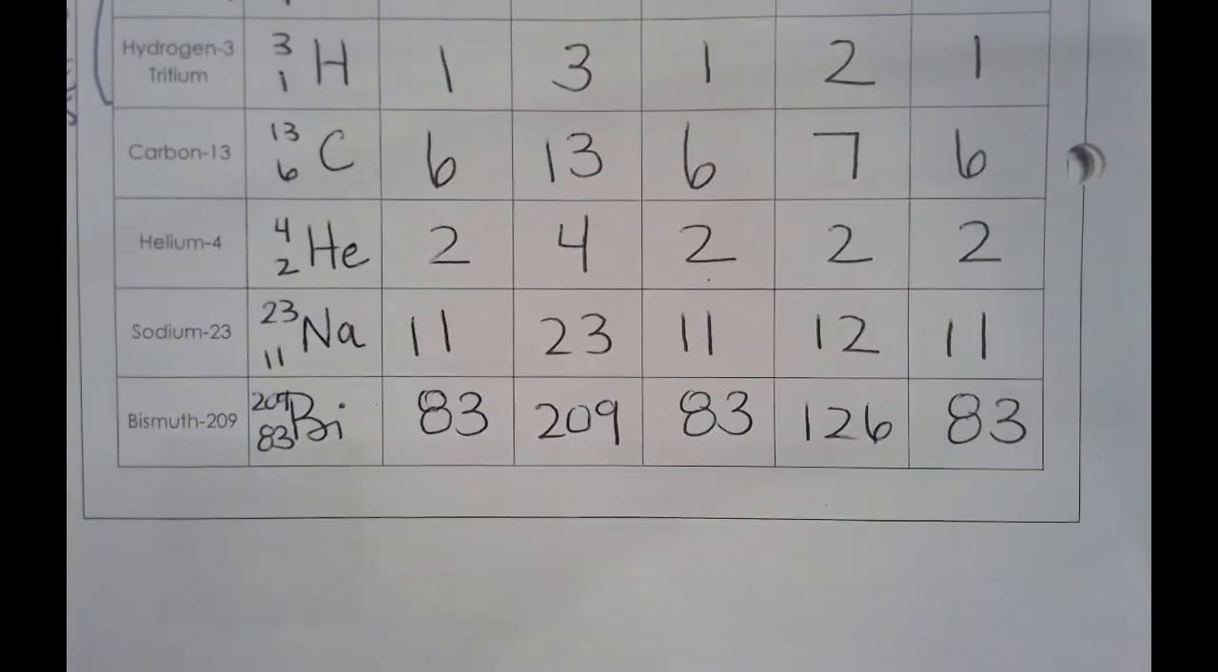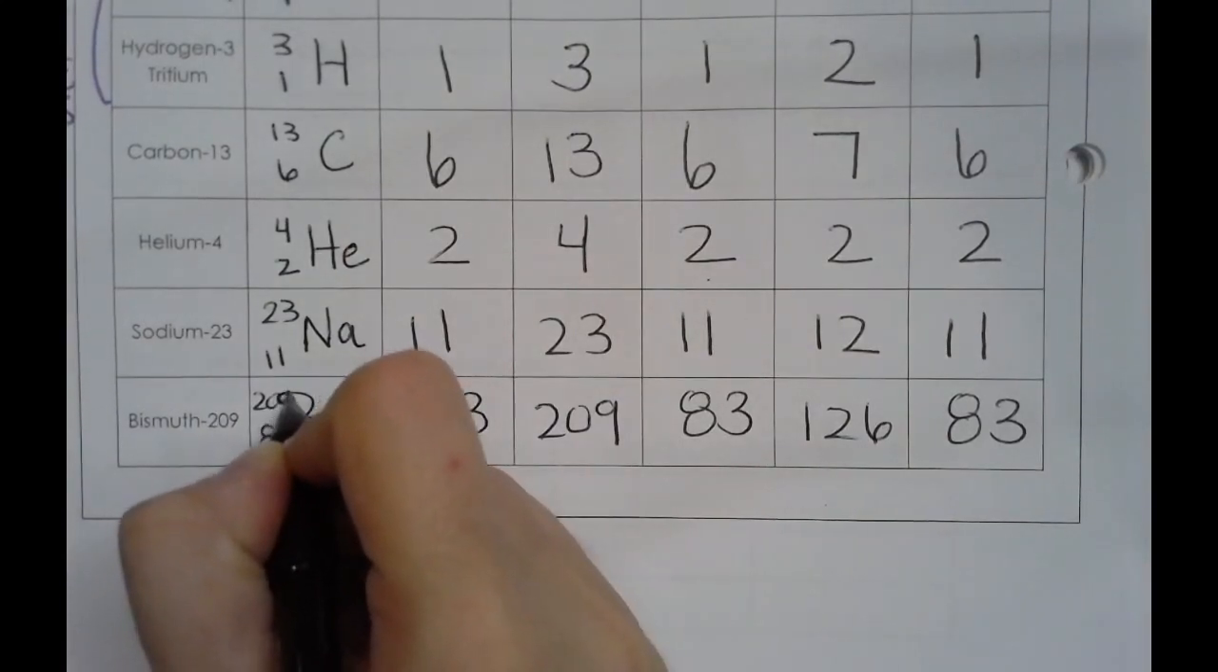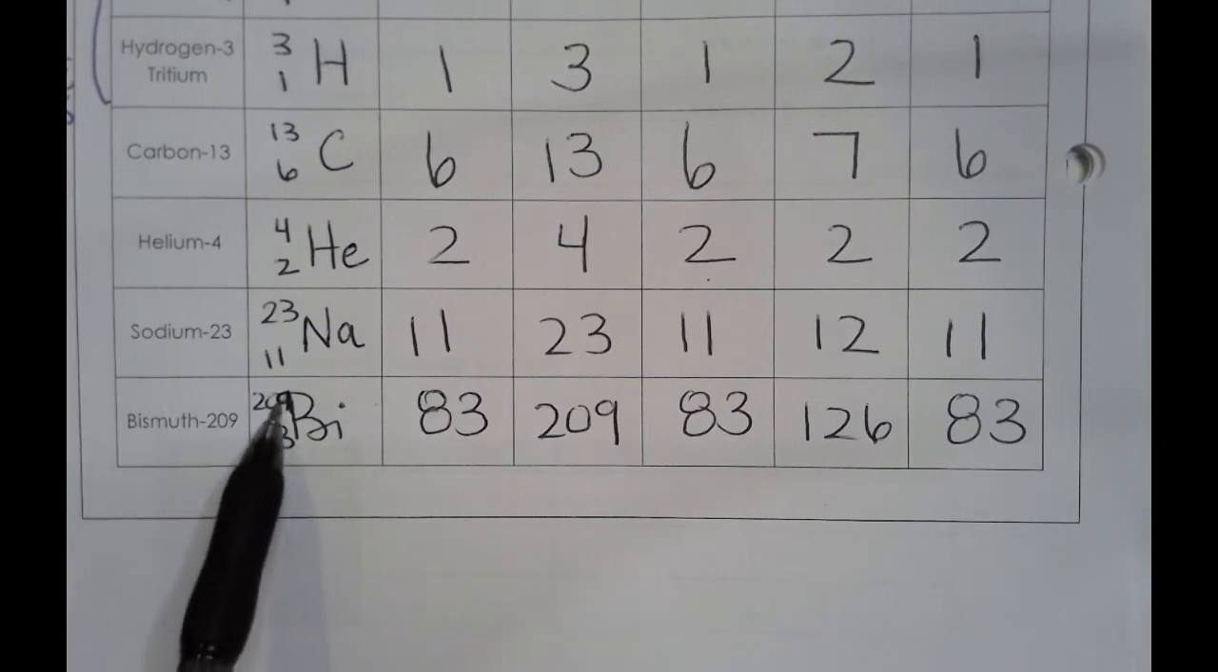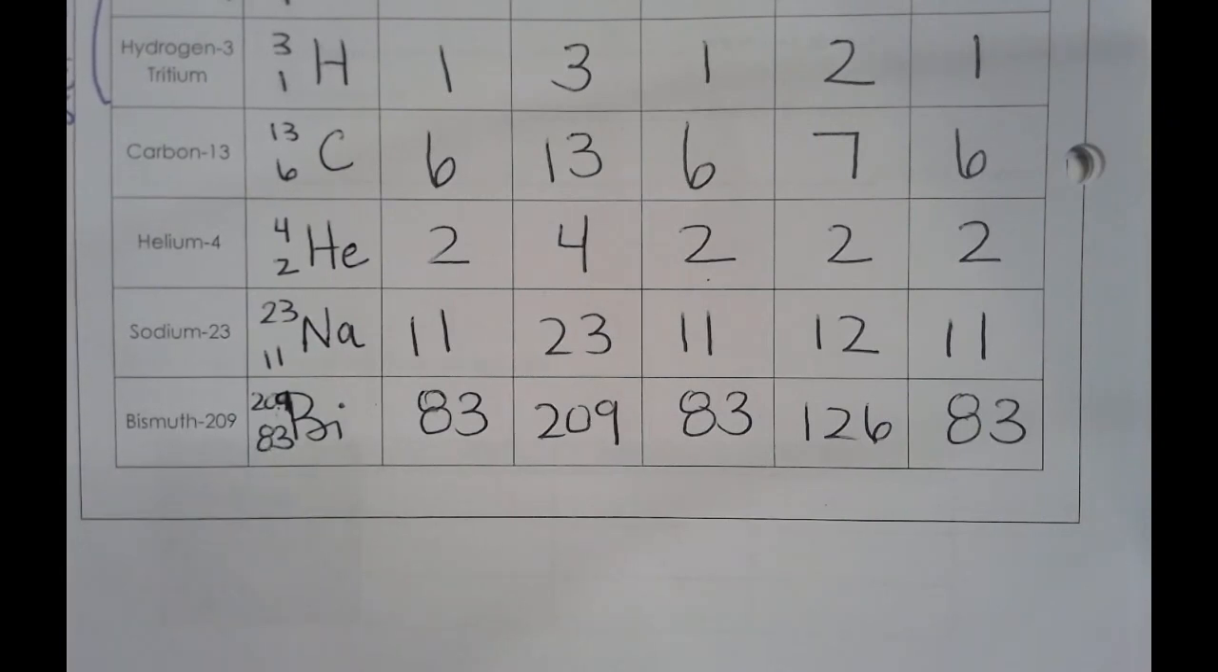So there are the answers for the last two. This should be a 209, not a 204. So just check your answers. And it's really all the same thing. There are no exceptions to these rules like sometimes you'll see in chemistry. Mass number always equals protons plus neutrons. Atomic number is your number of protons and number of electrons for this class. Mass number over atomic number. Very, very easy concept. And that's it for that.